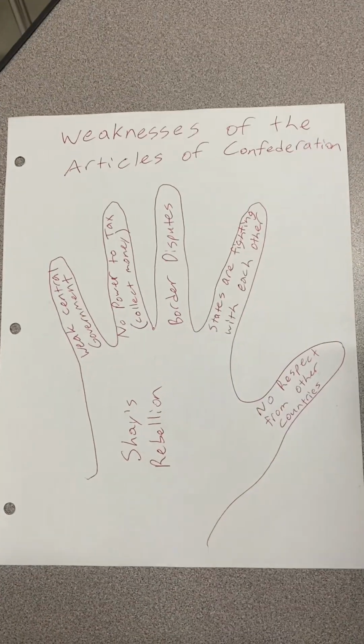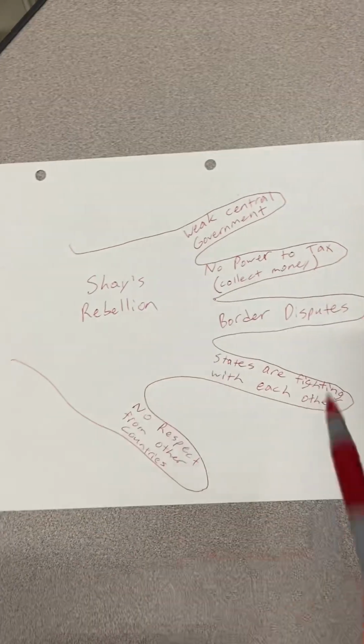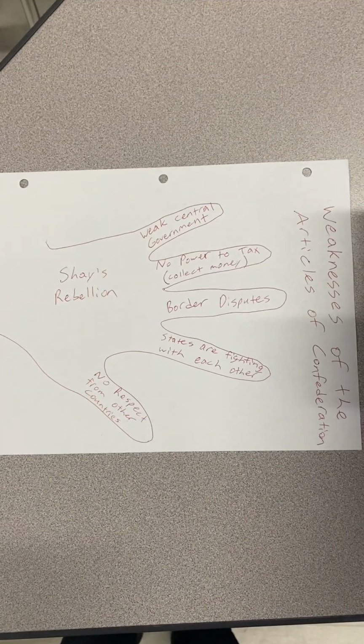So this is what our completed paper here looks like for the weaknesses of the Articles of Confederation. So make sure you get all of these digits filled out.